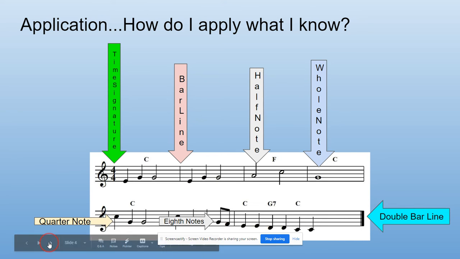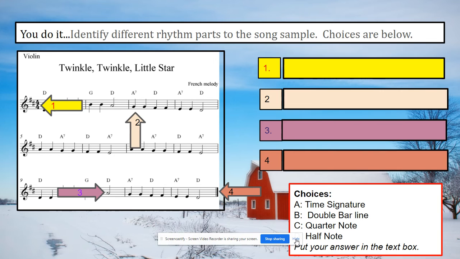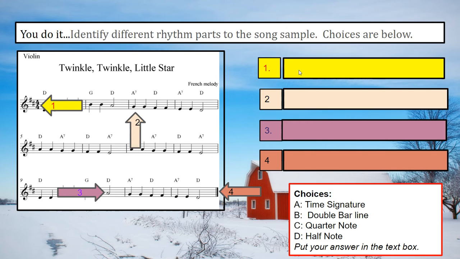Now today, you're going to show me that you can identify all these things. So down here, you're going to look for the time signature, the double bar line, the quarter note, and the half note. So if you look, here's number 1, and it's pointing to this right here. So up here, you're going to type one of these words: time signature, double bar line, quarter note, or half note. If you want to just type A, B, C, or D, you can do that as well. So I would look at number 1, and then I'd make sure that I click on it, and I'd put my answer in. Be sure that you are not in present mode when you go to click.